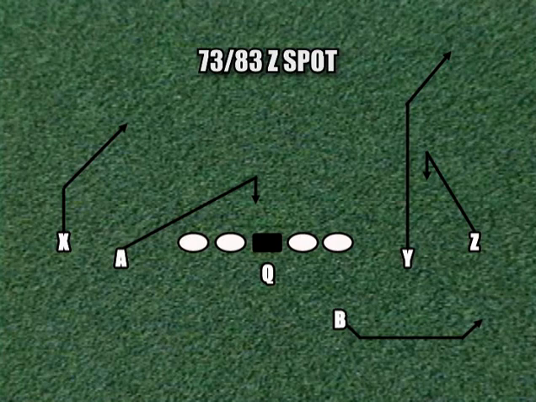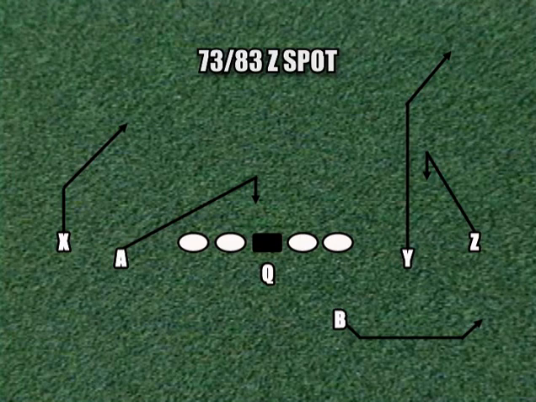This has been a real high percentage throw for us. Against man coverage, you can get a great matchup with your two inside slot receivers and can lose them on the whip action. One of our tag routes that we use with 3 is what we call our spot route.